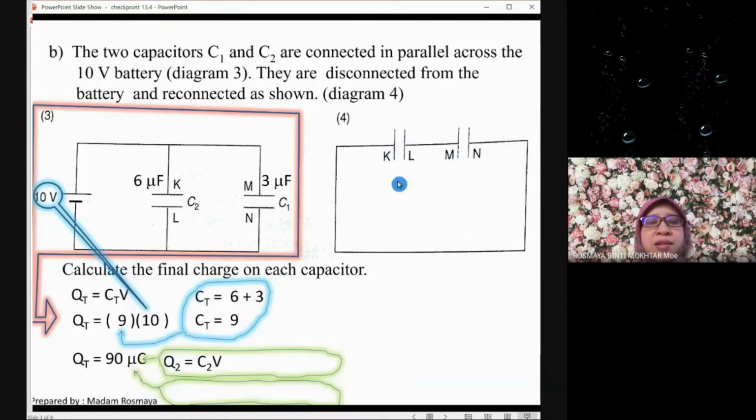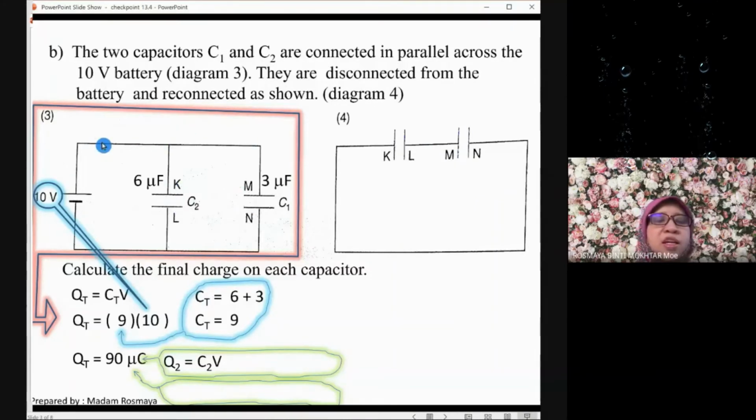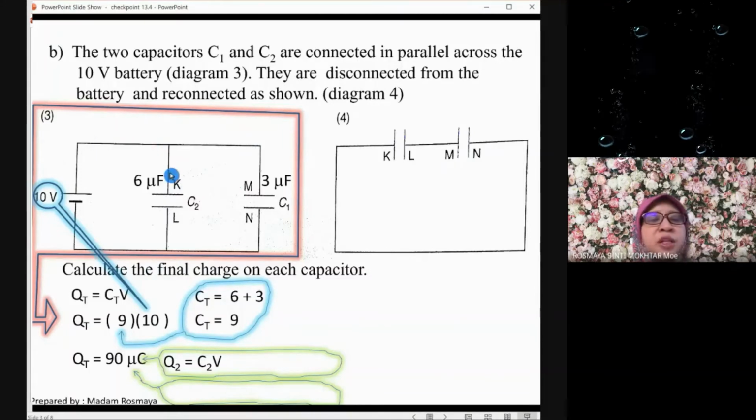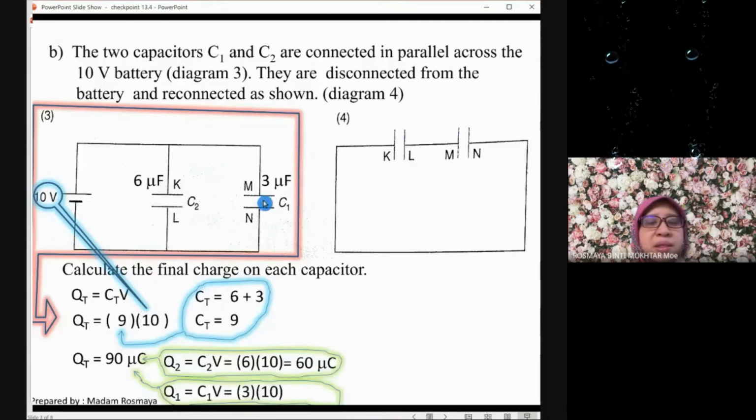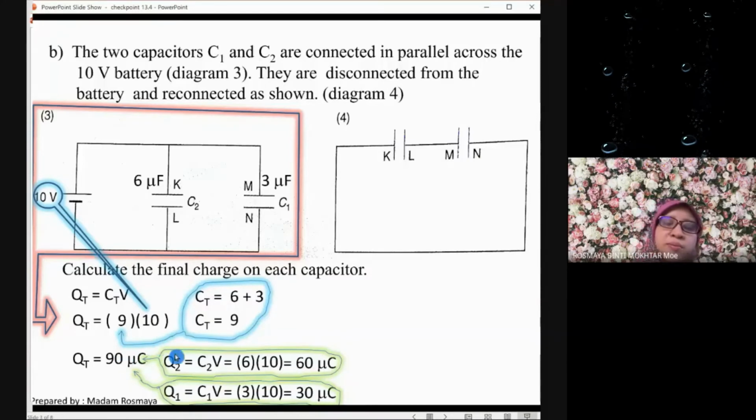Before they are connected, they have different charge here because the charge splits into 2. I repeat, the charge flowing here splits into 2, so each capacitor will have a different charge. So we first calculate the charge Q2 and Q1. Q2 is 6 times 10, so you get 60 microcoulomb. Q1 is 3 times 10, 30 microcoulomb. If you total this up, you still get 90 microcoulomb.